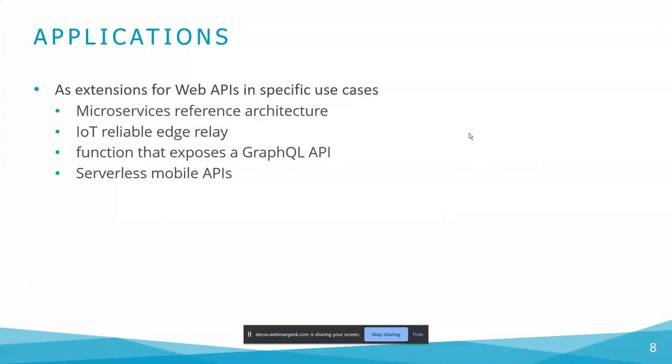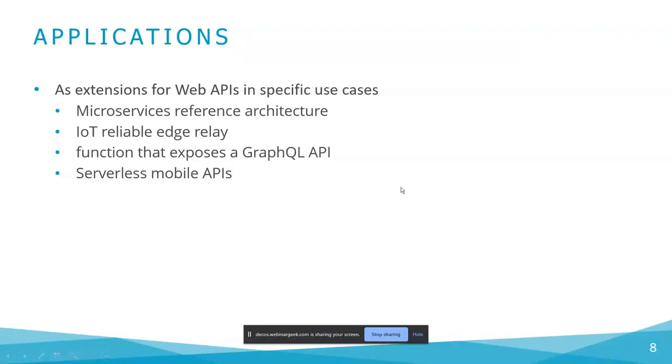Then we can use them to implement IoT reliable edge relay. Reliable edge relay is a micro pattern that demonstrates reliable streaming data ingestion from the IoT edge. Then we can use them to develop functions that expose different APIs, for example, the GraphQL API that we have implemented in our organization. Then we can use them to implement serverless mobile APIs.